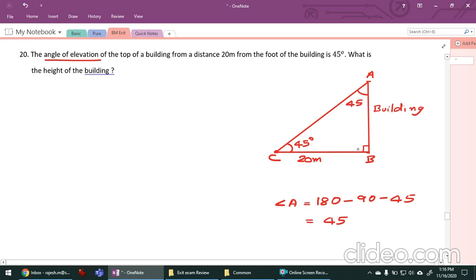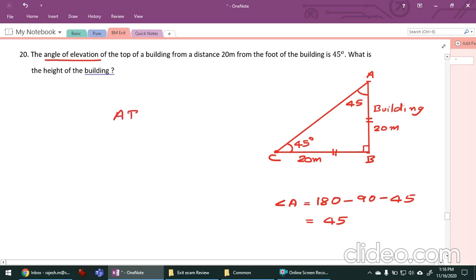Now, in this triangle, you can see that two angles are 45. So if these two angles are same, the sides opposite to them also will be same. That means how much is BC? The same for AB also. So if this is 20 meter, then this is also 20 meter. So what is the height of the building? Height of the building is also 20 meter.